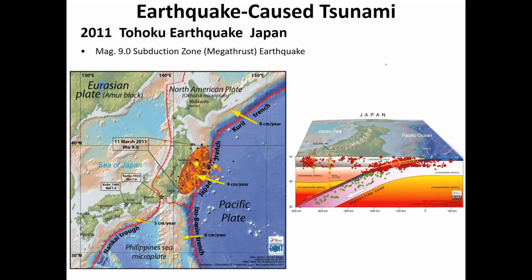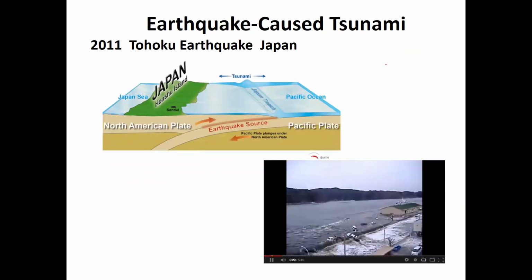We mentioned the 2011 Tohoku earthquake. It was caused by a magnitude 9.0 subduction zone earthquake off the coast of Japan. It's a very destructive earthquake. And this video shows how the tsunami makes landfall. It's not a giant wave hitting the coast, but it's almost like the ocean just flowing inward. It just keeps on flowing inward.